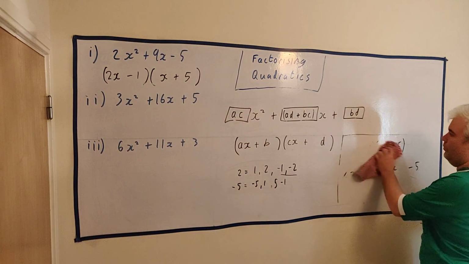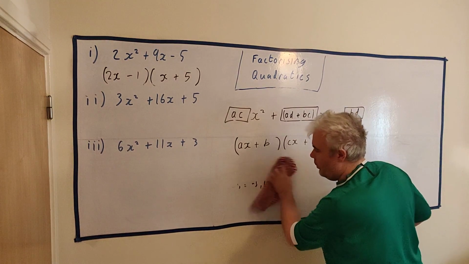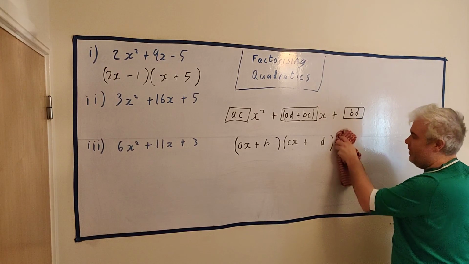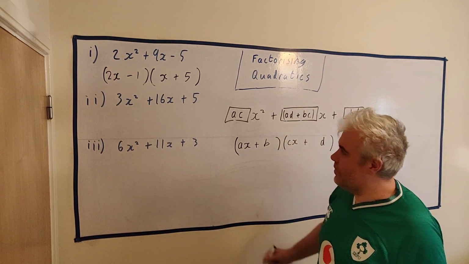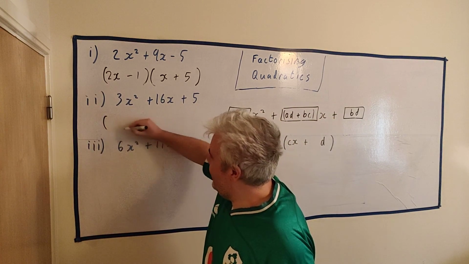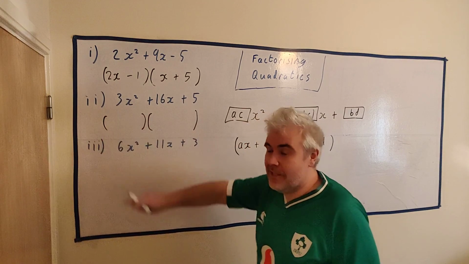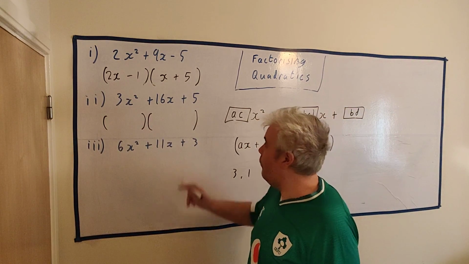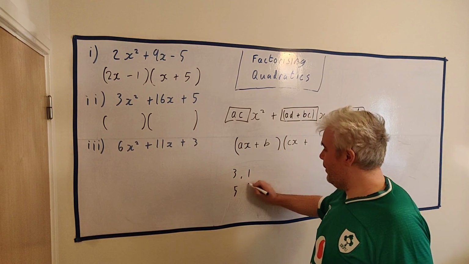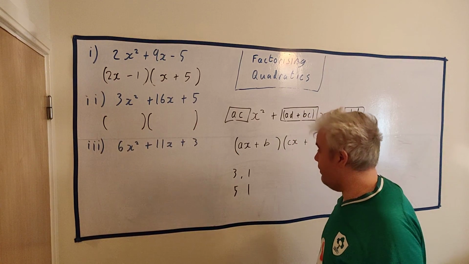Let me rub this out. This is just our scribbling. You could always just put that on a separate page. But no, if I was ever doing work, I'd put it on the page. But still, it's just scribbling. If we did it the same way, what numbers make 3x squared? Well, that's going to be 3 and a 1. What numbers make 5? Well, that's going to be 5 and a 1. Okay, so now I just have to make them make 16.